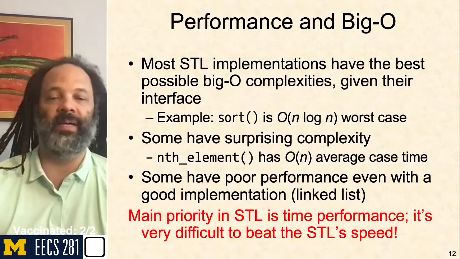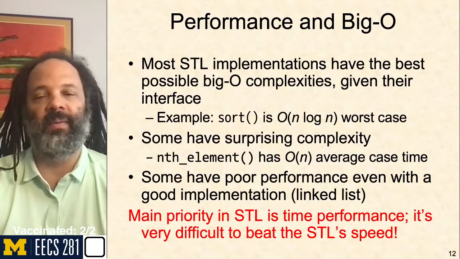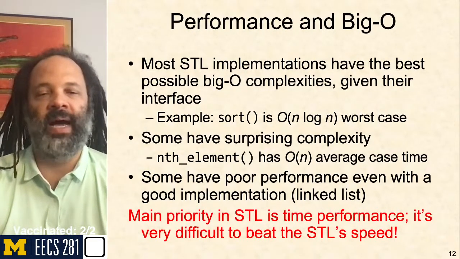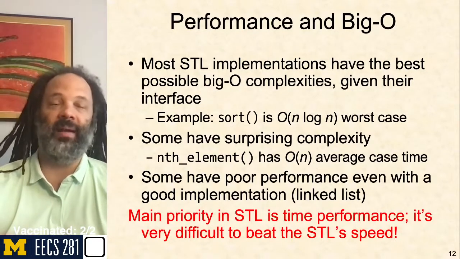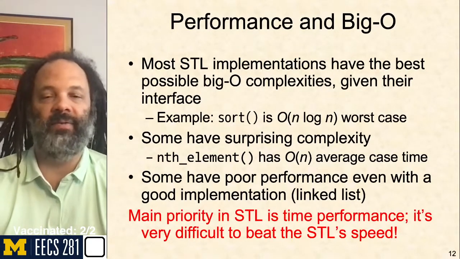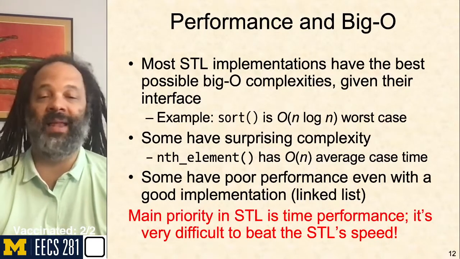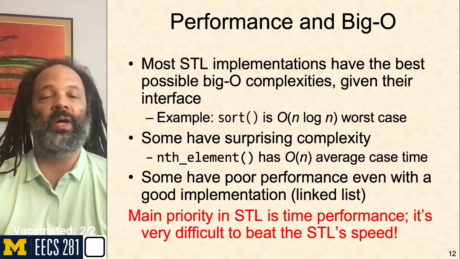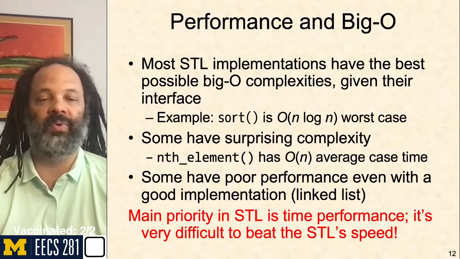I talked about nth element. You think that if I could figure that out, something faster than linear time, but it does have a linear average case time. So it kind of depends on what's going on in your data. If your data is sorted, you might be able to get to it faster. But if your data is unsorted, nth element still will get you that nth element in an average linear amount of time, which is pretty interesting.